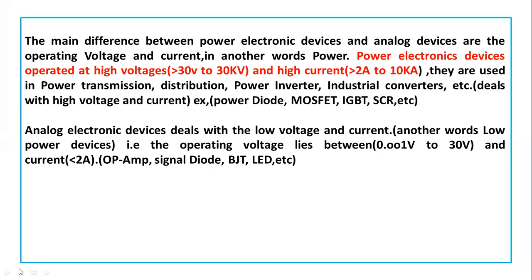So basically we have power diodes, MOSFET, IGBT. If you have seen the syllabus, these are all coming in the next lectures, SCR, etc. But analog devices deal with low voltage and current. In other words, low power devices, with operating voltage very low, maximum 30 volts. You know, in the analog electronics lab, the maximum supply that we use is 30 volt DC, like when you are using the CRO. Then BJT, LED, all these things you have studied and done in the lab also.